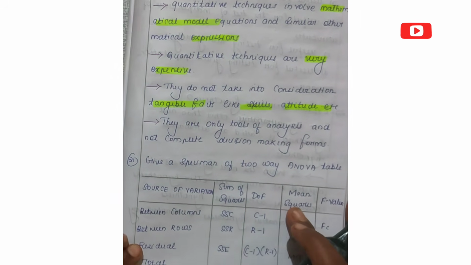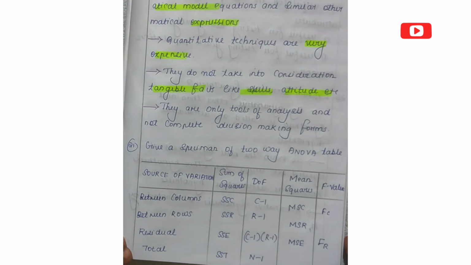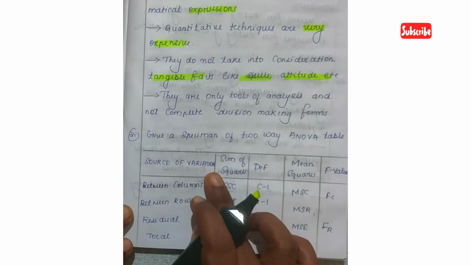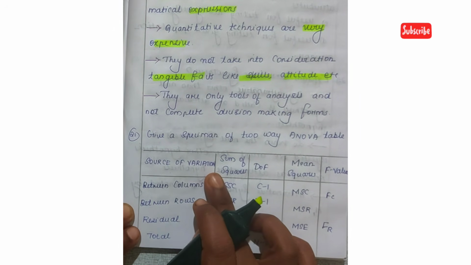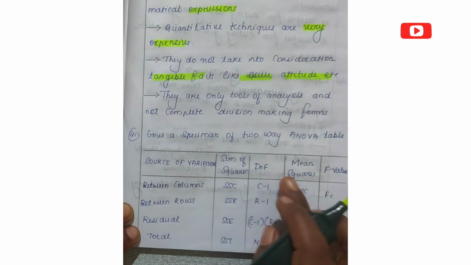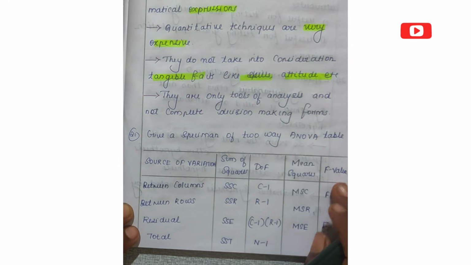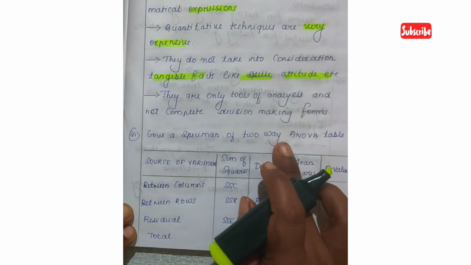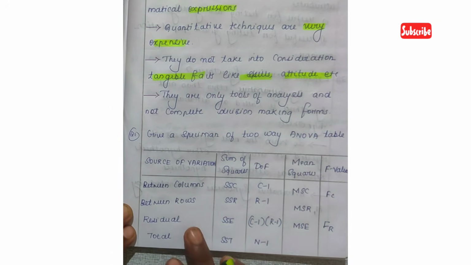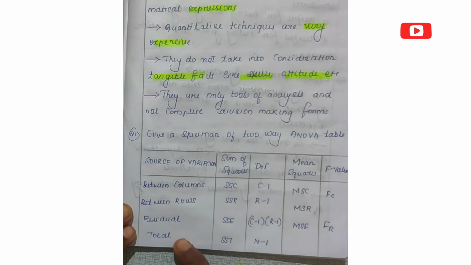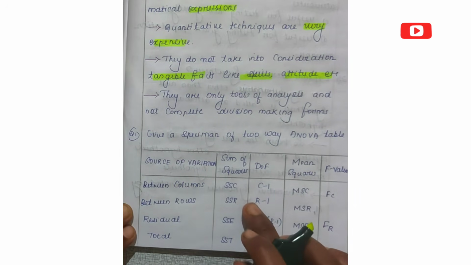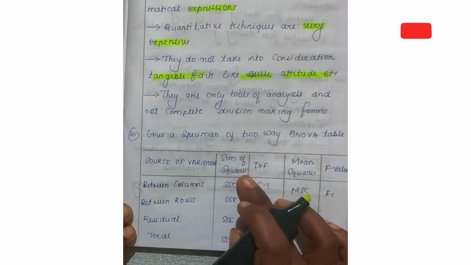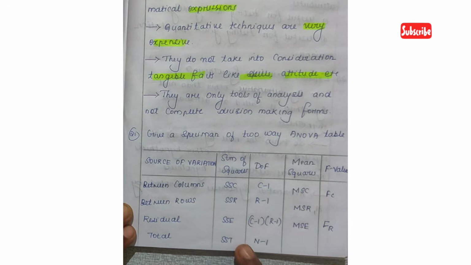Then give a specimen of two-way ANOVA table. Two-way ANOVA ടേബിളിന്റെ ഒരു സ്പെസിമെൻ ആണ് ചോദിച്ചിരിക്കുന്നത്. സോ നമുക്കറിയാം സോഴ്സ് ഓഫ് വേരിയേഷൻ ഉണ്ട്, അല്ലെങ്കിൽ സോഴ്സ് ഓഫ് വേരിയൻസ്, സം ഓഫ് സ്ക്വയർ, ഡിഗ്രി ഓഫ് ഫ്രീഡം, മീൻ സ്ക്വയർസ് ആൻഡ് എഫ് വാല്യൂ. ഇങ്ങനെ 5 കോളം ഹെഡ്സ് ആണ് വരുന്നത്. ദെൻ ടു-വേ അനോവ ആയതുകൊണ്ട് തന്നെ ബിറ്റ്വീൻ കോളം, ബിറ്റ്വീൻ റോസ്, റെസിഡ്യൂവൽ, ടോട്ടൽ, ഇത്രയും 4 കാര്യങ്ങളാണ് ഇവിടെ വരുന്നത്. ദെൻ SSC, SSR, SSE, SST.